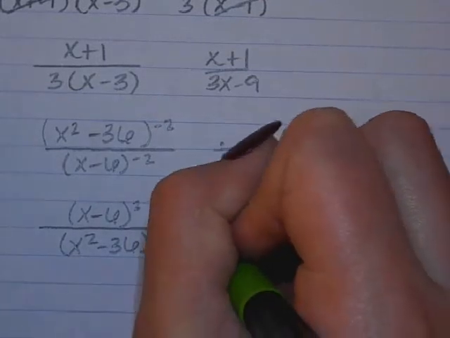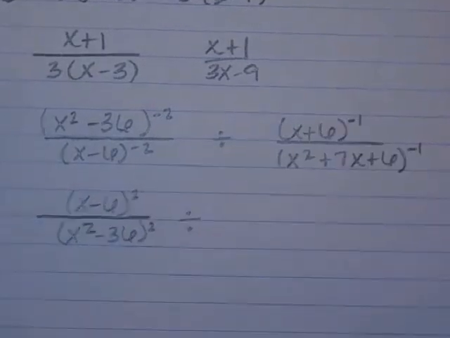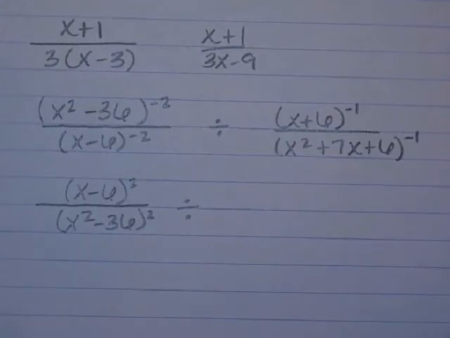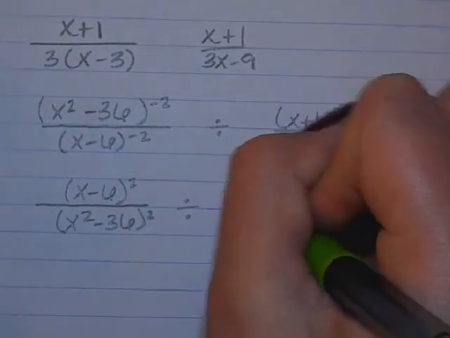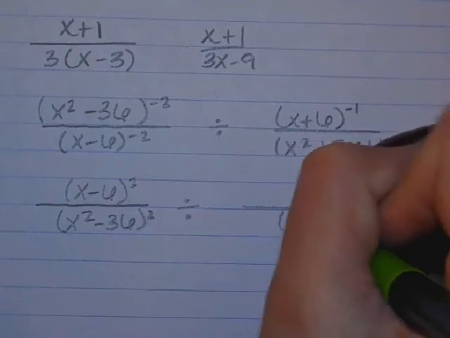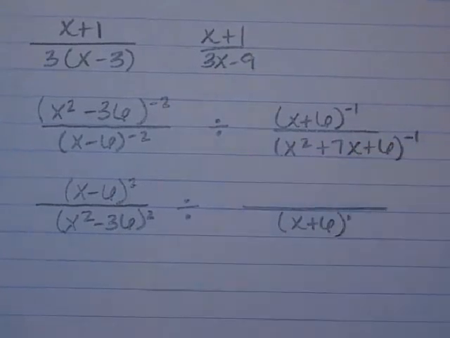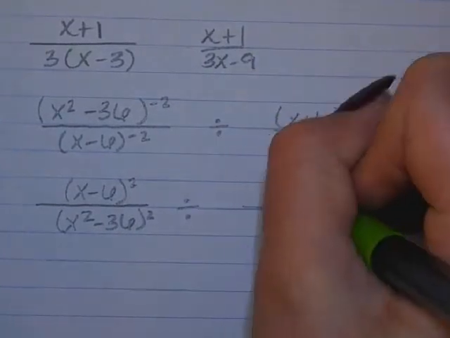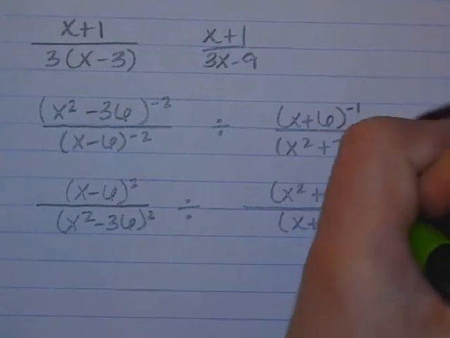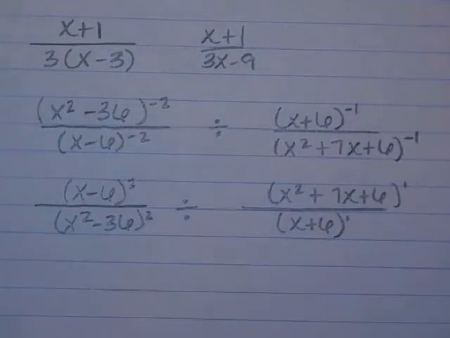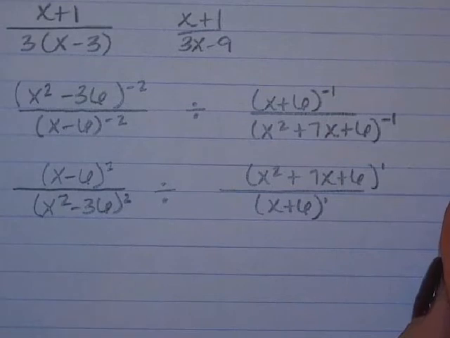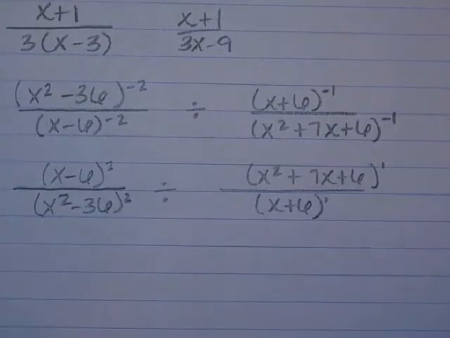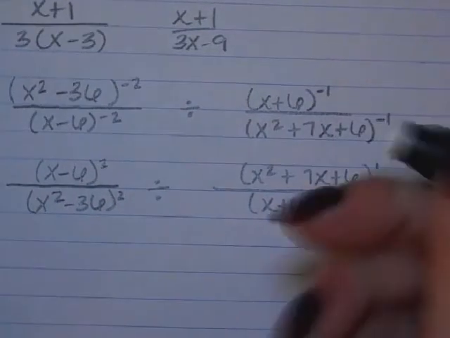Now, I still have a division problem because all I'm doing is fixing the negative exponents right now. So I'm not fixing the fact that it was division. So then I've got x plus 6 to the positive 1 and x squared plus 7x plus 6 to the positive 1. When you have an exponent of positive 1, do you even need the 1? No.